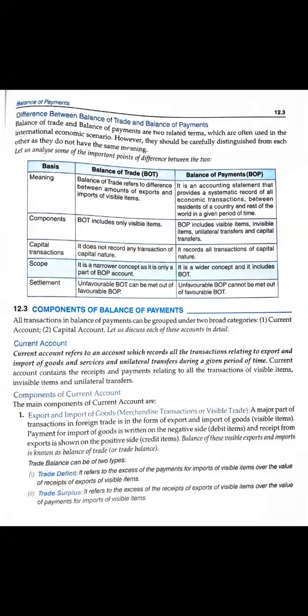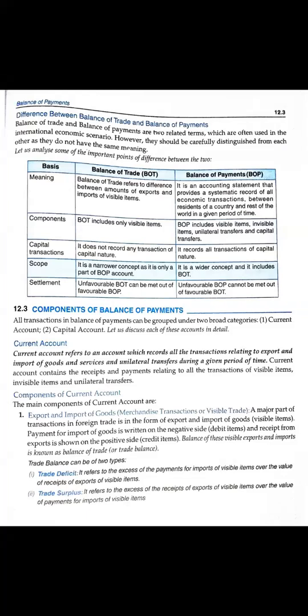So, happy morning, guys. Today we are about to discuss components of balance of payments. So there are two accounts. The transactions in balance of payments can be grouped under two categories: current account and capital account.